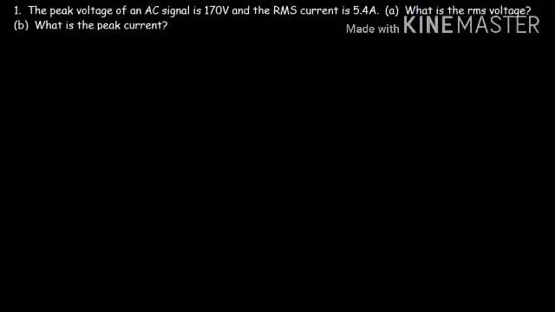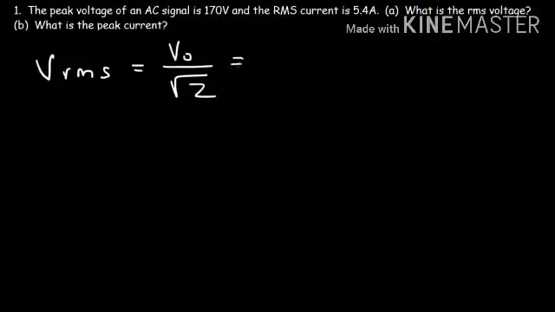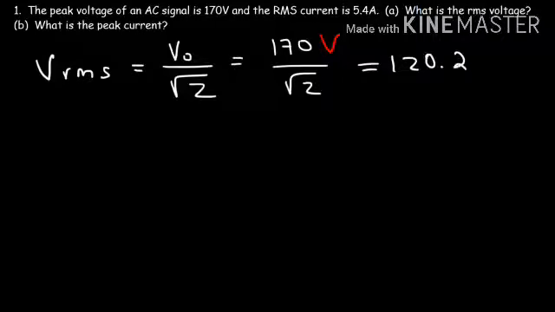To calculate the RMS voltage, it's simply equal to the peak voltage divided by the square root of 2. The peak voltage is greater than the RMS voltage, and that's always going to be the case. So it's 170 volts divided by root 2. So this is equal to 120.2 volts.